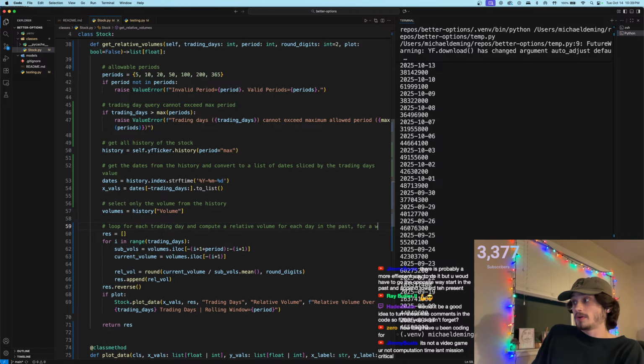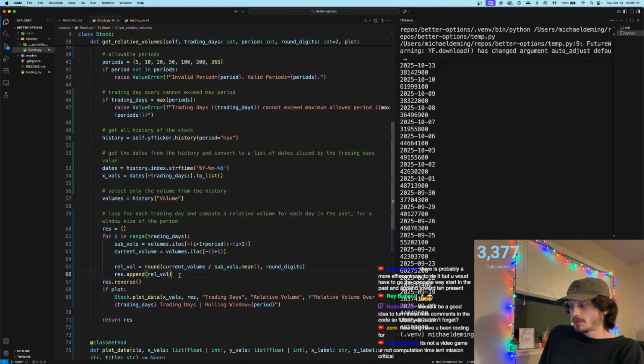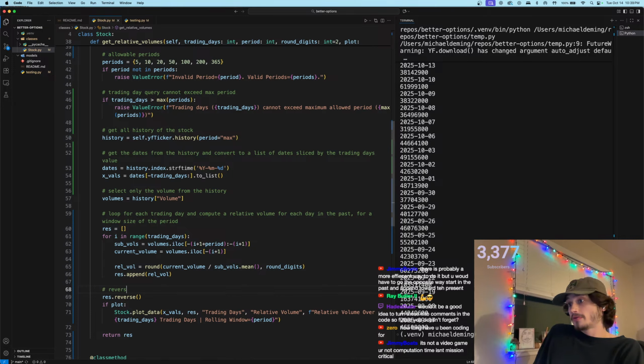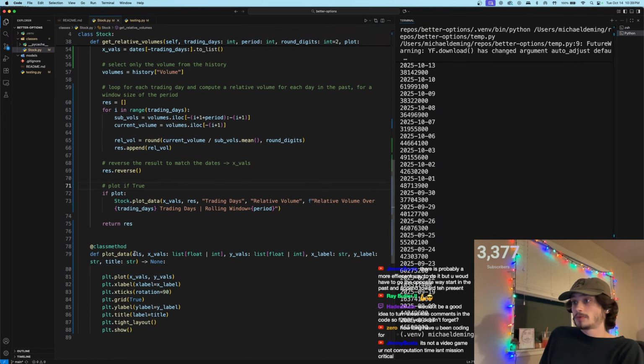For a window size of the period. Reverse the result to match the dates. Xvals. Plot if true and return. Nice.